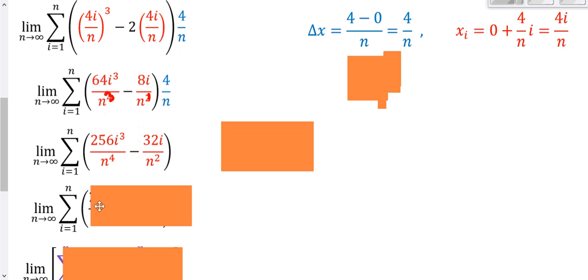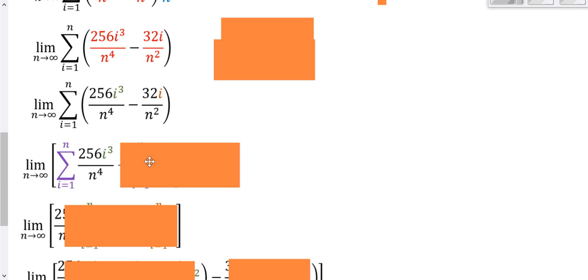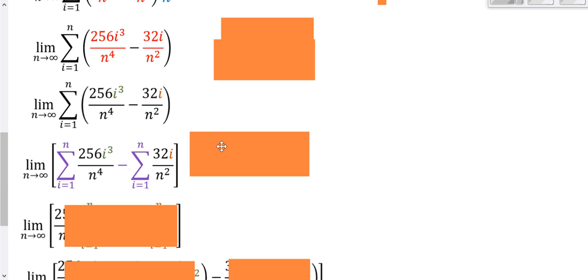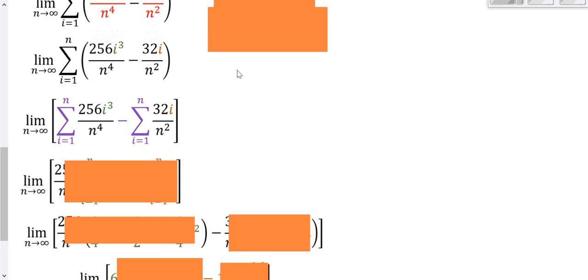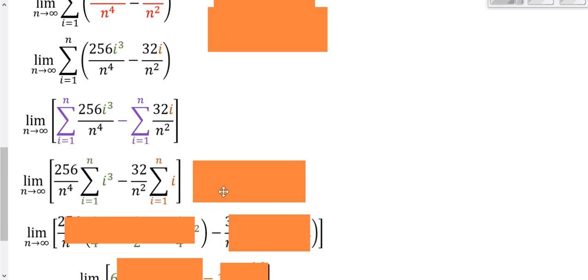We could apply that summation to each one. So I'll take the sum of the first one minus the sum of the second one. You now have numbers in black times an i cubed. So you could pull those numbers in front and have the sum of i cubed. Here we have a 32 over an n squared times your i. So we could pull that black in front and have it times the sum of i.